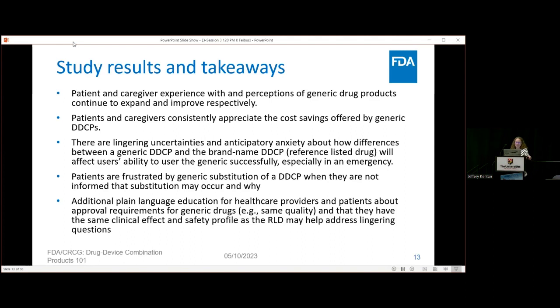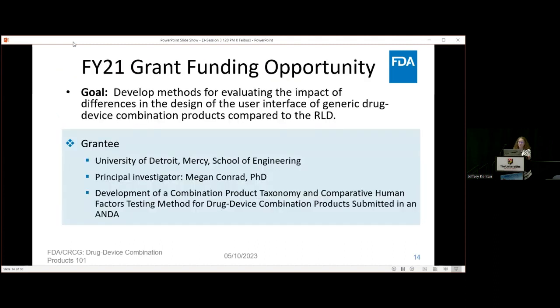So additional plain language education for healthcare providers and patients about approval requirements for generic drugs may help alleviate some of the remaining uncertainties about generic drugs. And then again, the idea of being prepared for what may happen rather than being surprised.